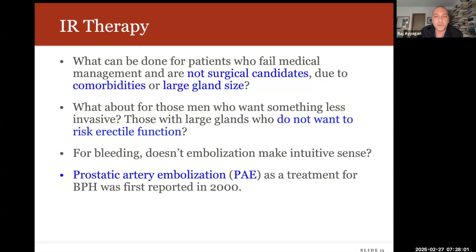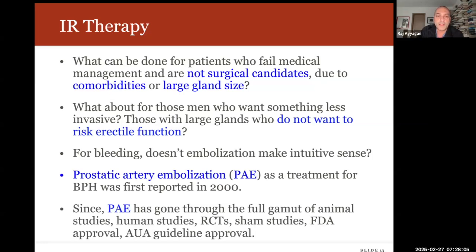So prostate embolization, PAE, was first reported in humans in the year 2000. And since then, a lot of data have been generated, a lot of work has been done over the past 25 years. About a year and a half ago, it finally got approved by the American Urological Association, which was a huge roadblock to practicing this procedure in the United States.